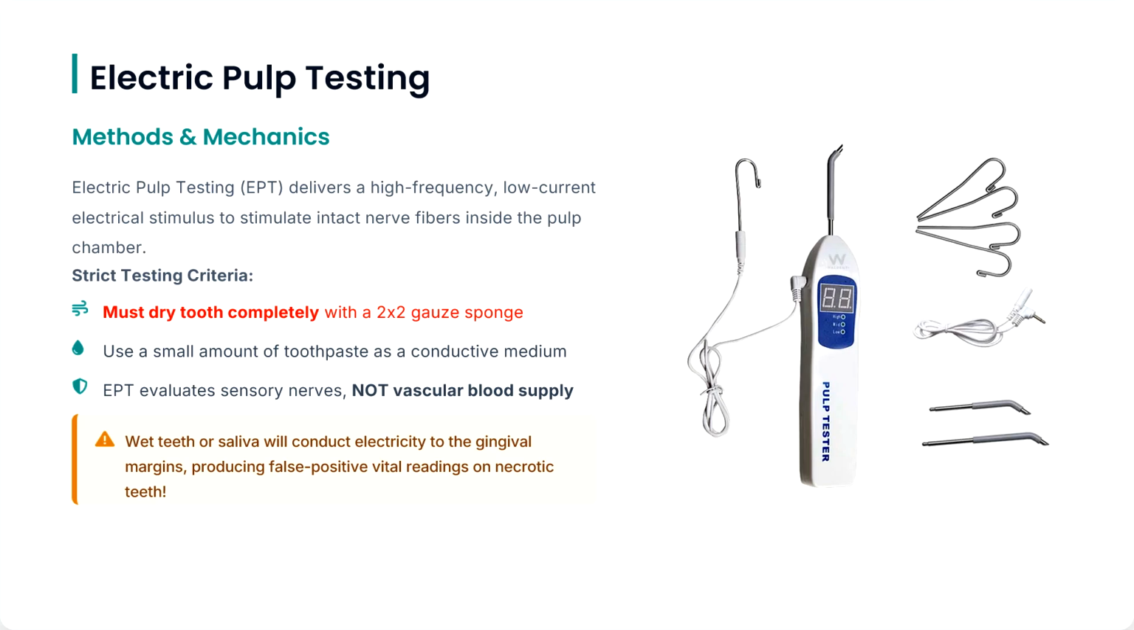Right? It's electrical stimuli. Now, when you're doing this, you have to dry the tooth completely with a 2x2 gauze, like one of these. That's a 2x2 gauze sponge. You'll need to have those when you're doing endodontics. Has to be completely dry. And you can use a small amount of toothpaste to conduct if you need to, like super small. Don't glob it on. Now, electric pulp testing, you got to know this. It's evaluating sensory nerves, not any type of blood supply. So it's checking if the nerve can feel something.